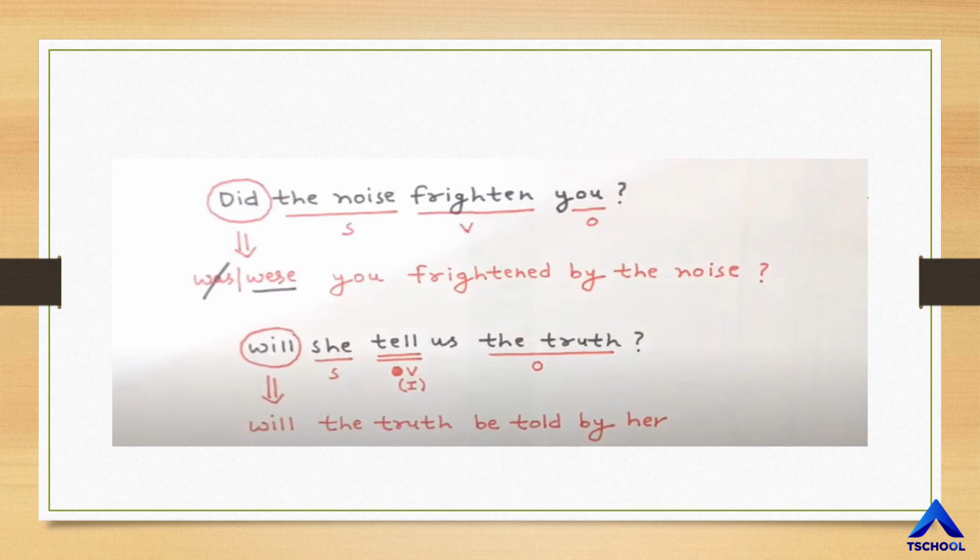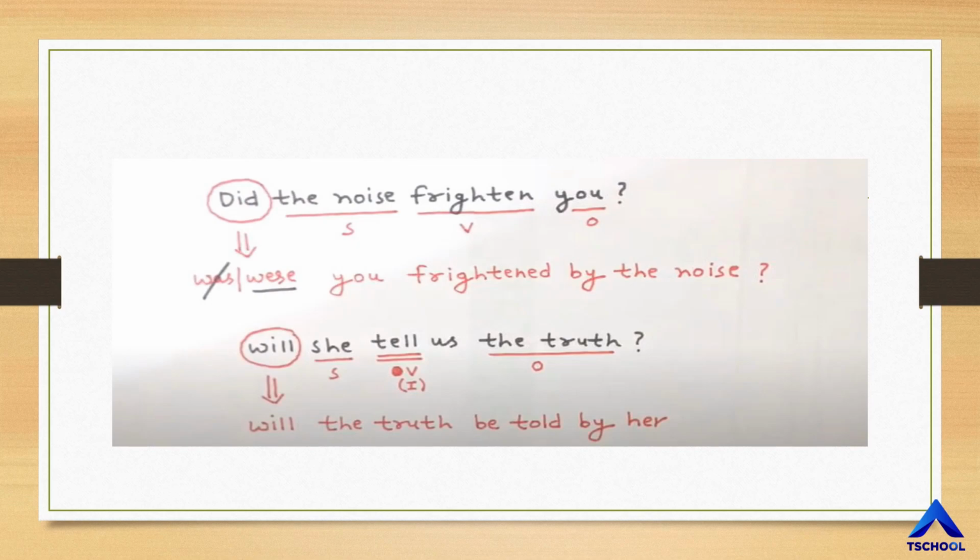So the answer would be: will the truth. Tell will be converted to told. That is the third form. Sorry. Will the truth be told? Tell, told. Tell would be converted to told. Will the truth be told by her?